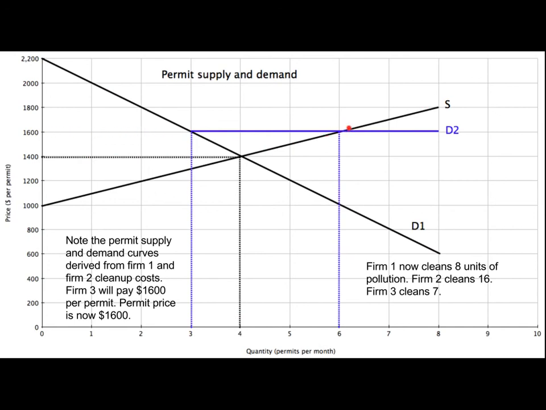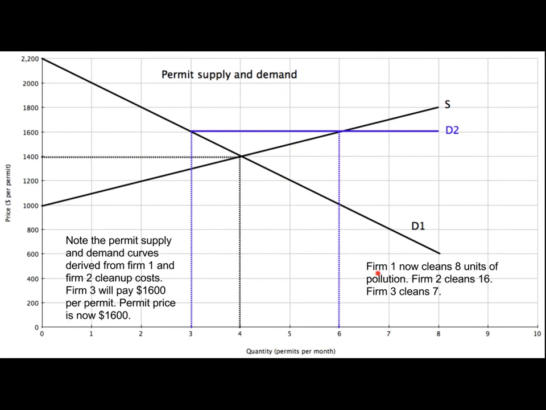So the new supply and demand equilibrium is going to be with 6 permits sold, the price of a permit is $1,600, and that's our outcome. We can see that firm one buys 3 permits, firm three buys 3 permits, and firm two sells a total of 6 permits.